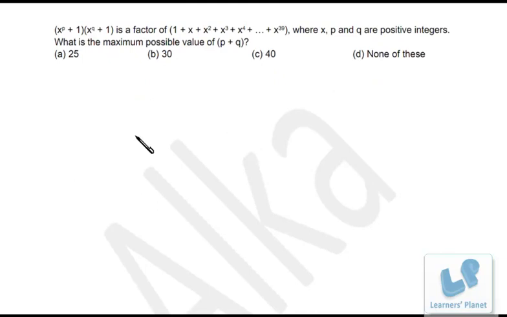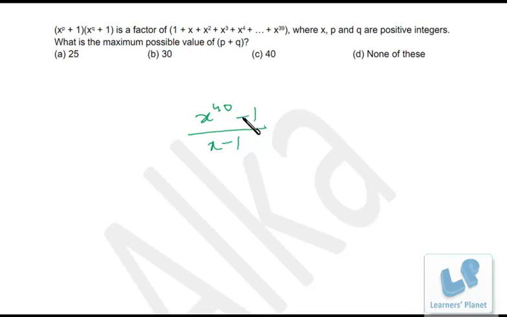Now here, x raised to p plus 1 and x raised to q plus 1 is a factor of this expression, where x, p, q are positive integers. What is the maximum possible value of p plus q? Now friends, obviously it is a GP with 40 terms, because it's starting from x raised to 0 and going up to x raised to 39. That means there are 40 terms, right? So what will be the sum of GP? That's x raised to 40 minus 1 upon x minus 1, right?